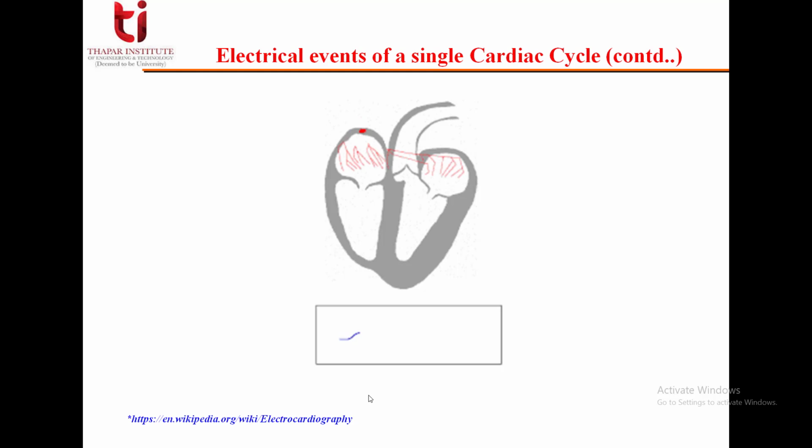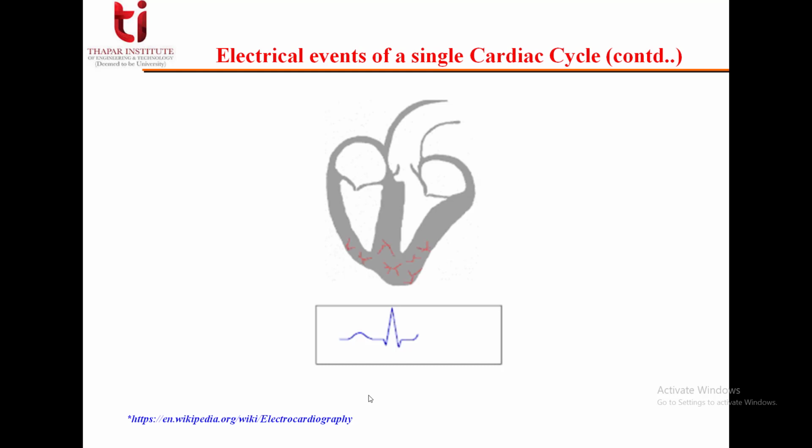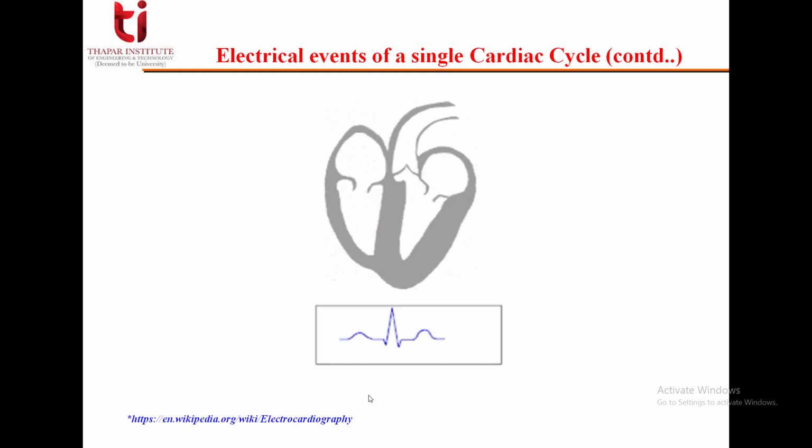Again you can see once more, then we'll move further. AV node to His bundle, Purkinje fibers, contraction of ventricles, relaxation, then further you can see the contraction of the atria again starts.